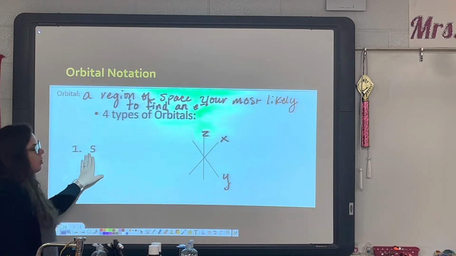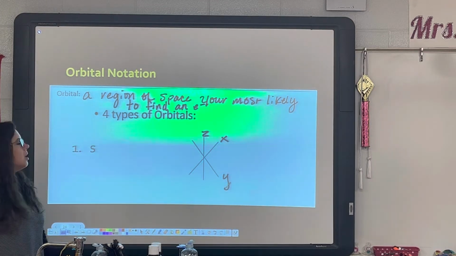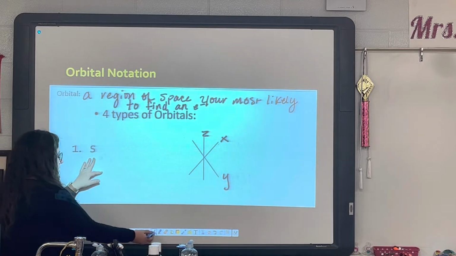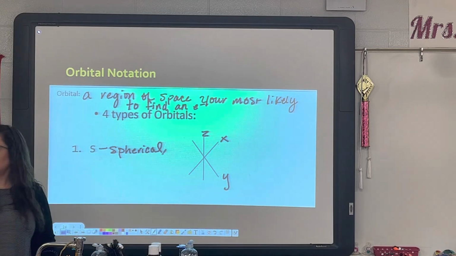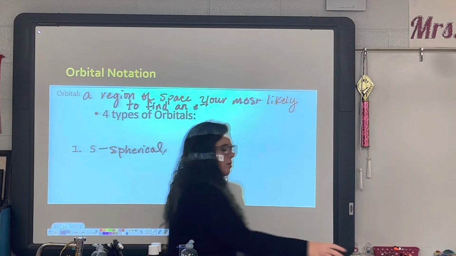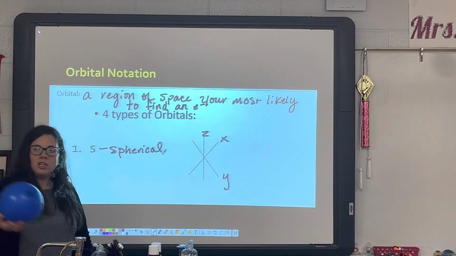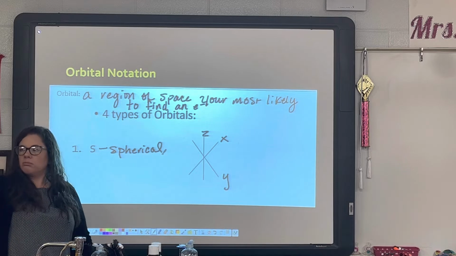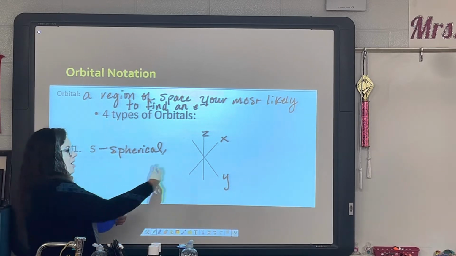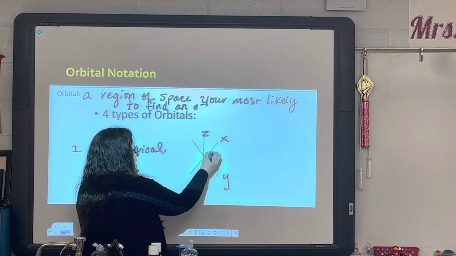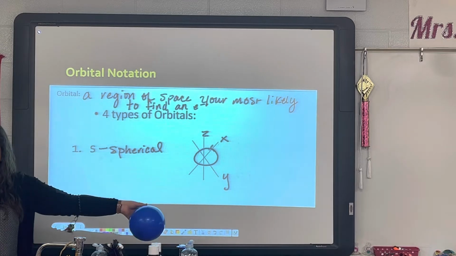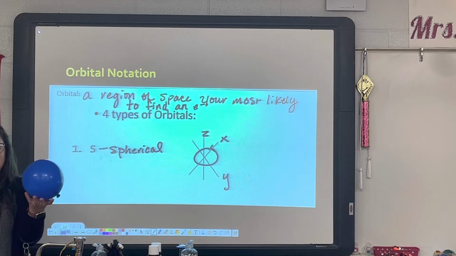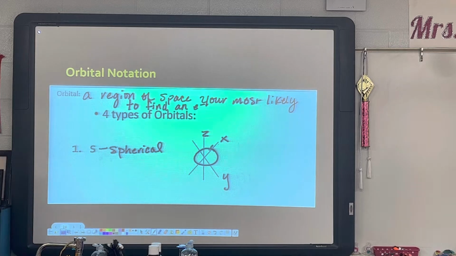All right, so our first orbital is an S orbital. An S orbital has a spherical shape. So an S orbital in 3 dimensions would be like a sphere, a ball. To draw it on our 3D plane, it would just be a circle, a ball. Simple as that. There's only one type of S orbital. It's just a sphere. One type.